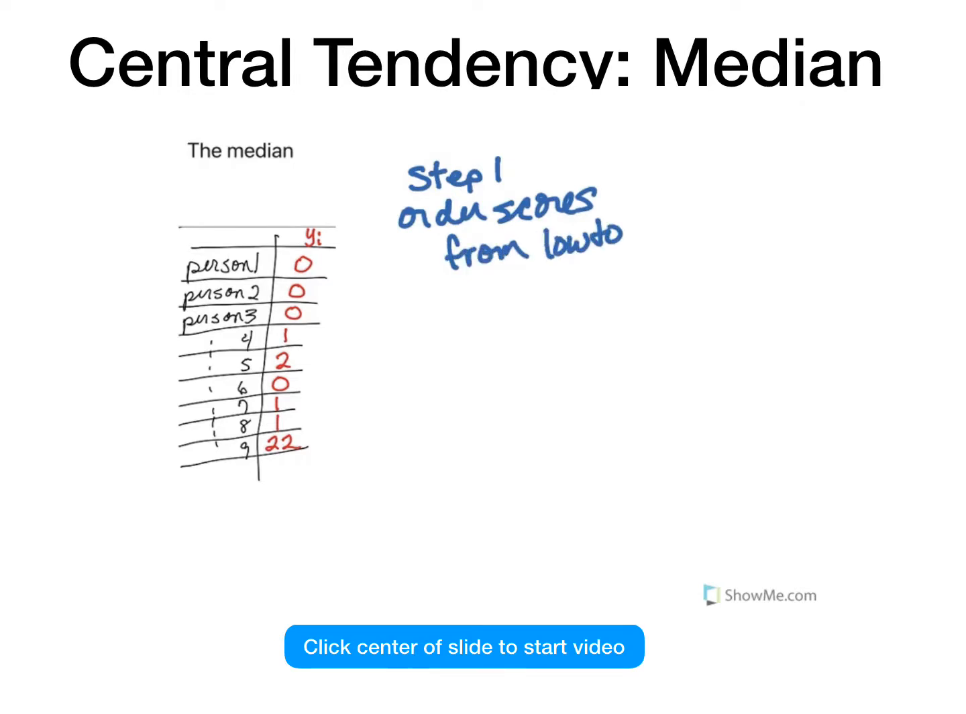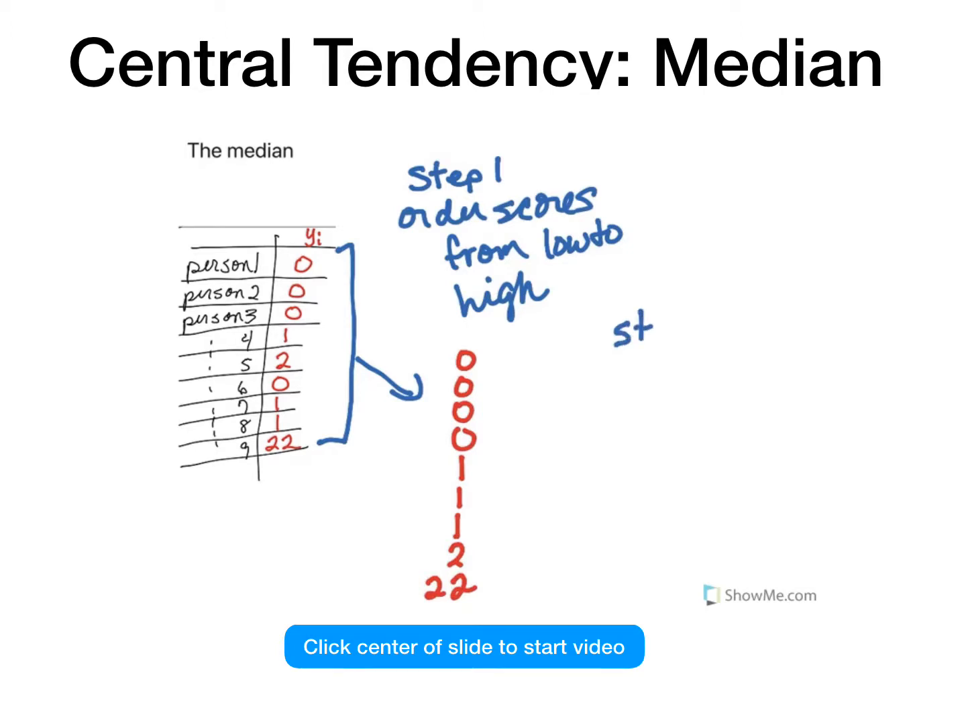Now the first thing that you want to do when calculating the median is take all of your individual scores and put them in order from low to high. It's pretty easy when you only have 9 scores. If you've got thousands, you probably want to use a spreadsheet or a computer program. That'll order them for you automatically, and even calculate it for you automatically. So there I have all the scores, all 9, going from 0 to 22. That's the first step, and it's the critical step.